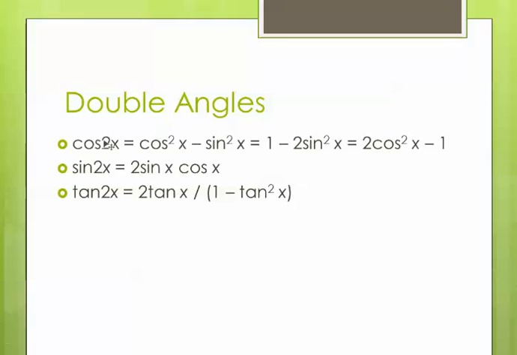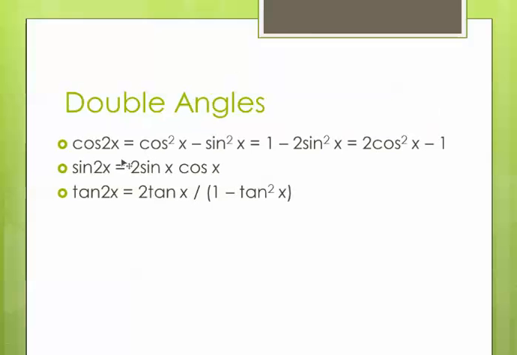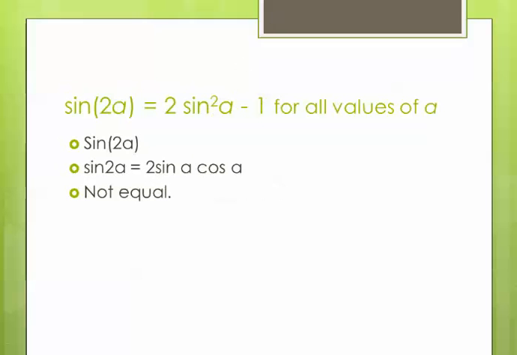So, double angles. If I see something like this, cosine of 2x, what am I going to do? I'm going to go to the double angle formulas. These are the double angle formulas right here. If I see something like this, sine 2a is equal to, well, the first thing I'm going to do is I'm going to come over here and say sine 2a will be equal to 2 times sine a cosine a. Okay?